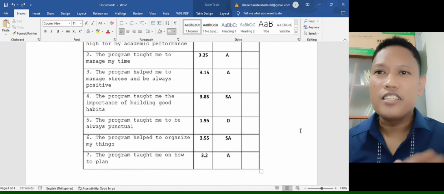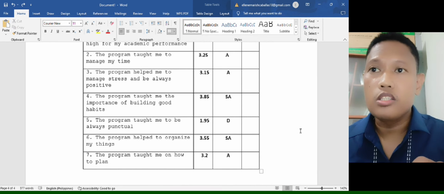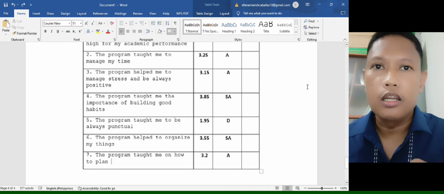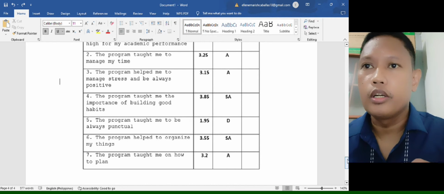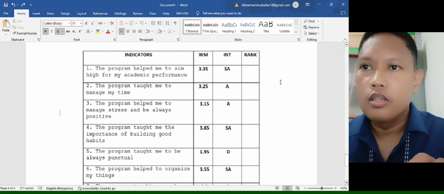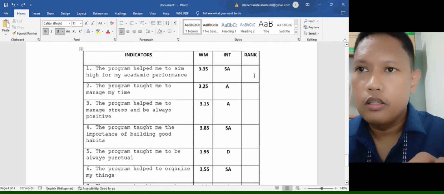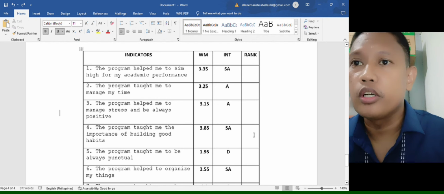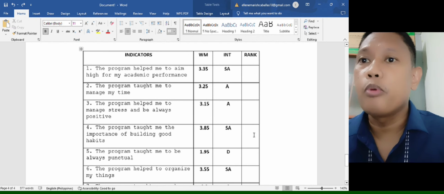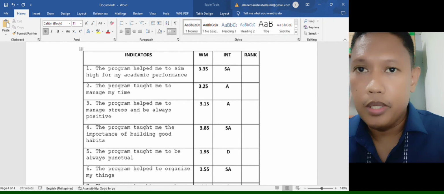Okay, so the next thing that we need to do is to put a rank on the indicators. So let's see. The first one is the number 4 indicator, the program taught me the importance of building good habits. That's number 1.